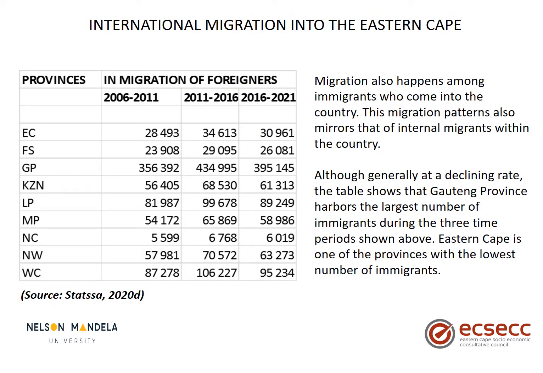Now, in terms of international migration into the Eastern Cape, migrants also come into the Eastern Cape, but as we see here, the Eastern Cape is one of the least preferred destinations for migrants, and we can see the trend from 2006 to 2011 and 2016 to the projected figure for 2016 to 2021.